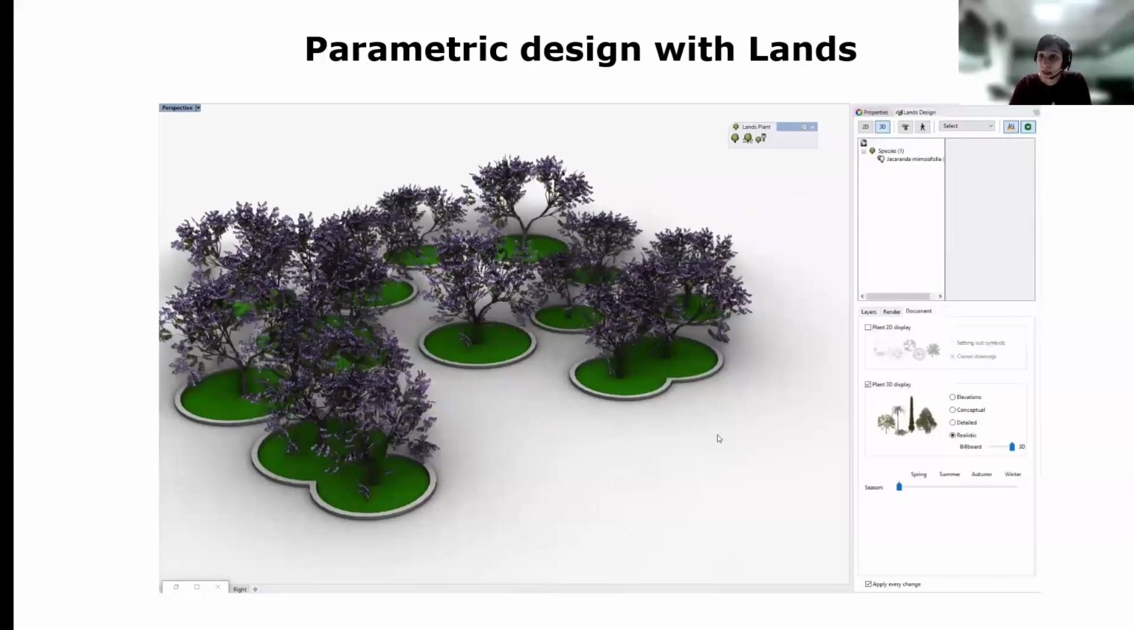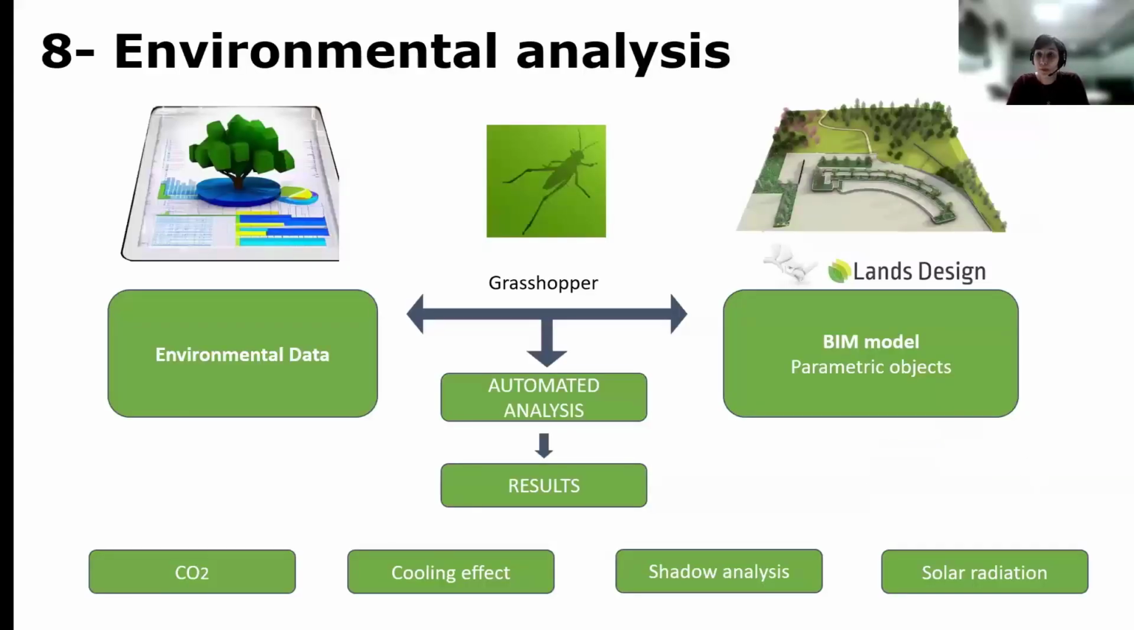It is an advanced level, of course, so you don't need to learn that in order to be able to work with RhinoLands, but it's an advantage, a big plus for those that are going to work more professionally. So by using Grasshopper, we can do environmental analysis. How do we do that? We link environmental data through Grasshopper to our model in RhinoLands. Then we do different types of analysis.